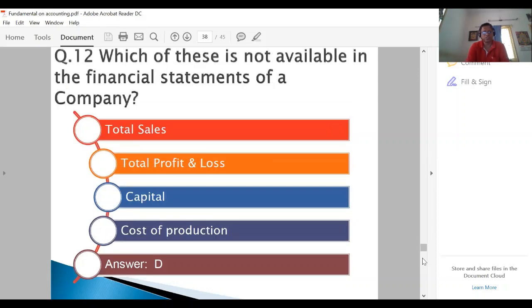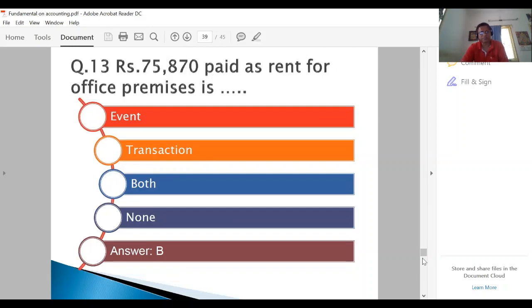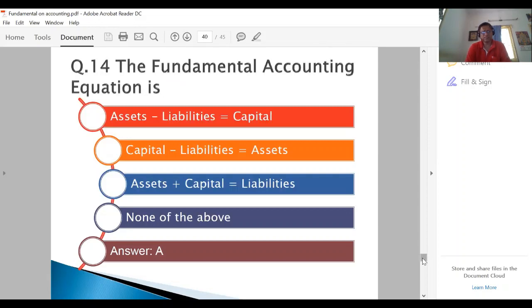Which of these is not available in the financial statement? Cost of production is not available. Sales is available in the P&L. Profit is available in the P&L. Capital is available in the balance sheet. Cost of production is not available in the financial statement, right? Here there is a question: 75,870 paid as rent for office premises is what? It's a transaction, right?